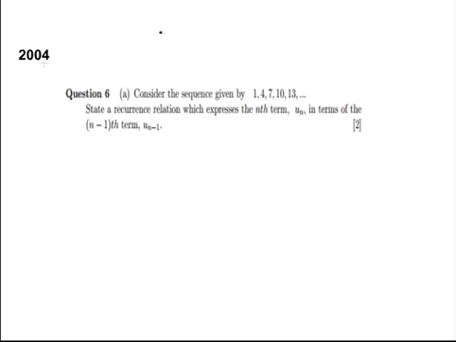The adjacent differences here are 3. So the difference between 1 and 4 is 3. The difference between 4 and 7 is 3, 7 and 10 is 3, and so on. So we can assume that the next ones are 16, 19, 22, and so on. The difference there is 3, so u of n equals u of n minus 1 plus 3.